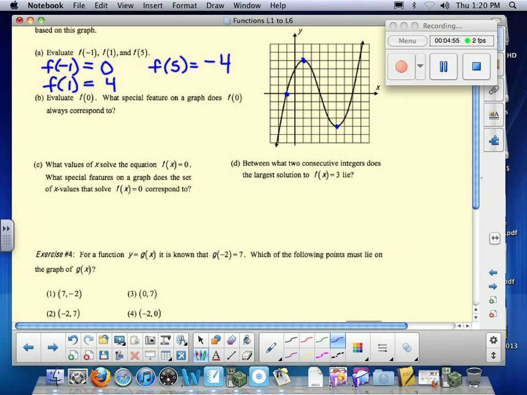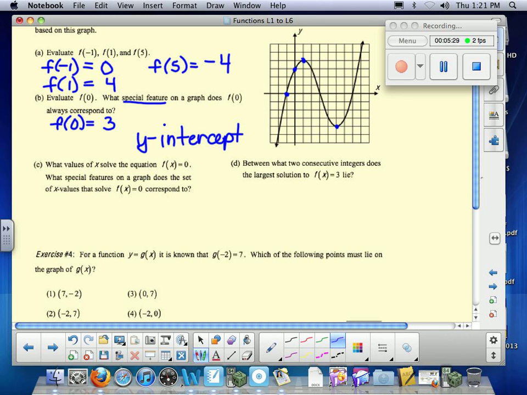Letter B. Evaluate f at 0. f at 0 is equal to 3. What special feature on the graph does f of 0 correspond to? In other words, what's another name for f of 0? Say it again, Alex? Y-intercept. Y-intercept, correct, from your algebra days. Nice.